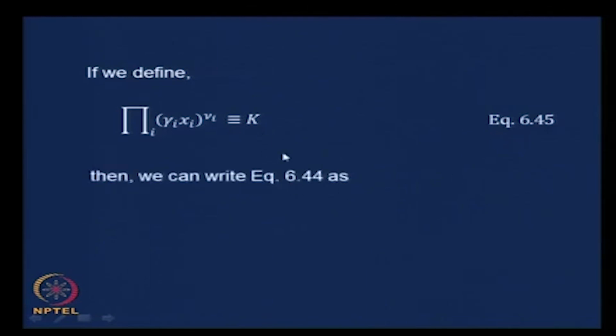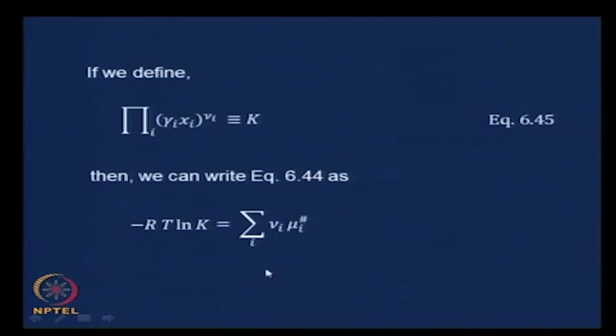Now if we define, the same way that we did for Kp and so on, the product over all i of gamma i x i raised to the power nu i as a certain k, equation 645, this is the equilibrium constant for reactions occurring in solid or liquid phases, then we can write our previous equation as minus RT ln k equals the sum over i of nu i mu i hash.